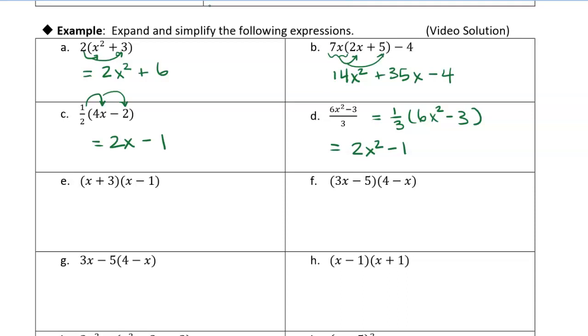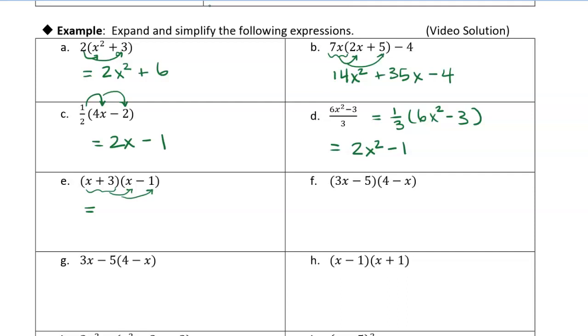All right, so this looks like a straightforward application of the FOIL, right? So I can do first, outer, inner, last, or I could take this whole term and multiply it times each one of the terms in the second binomial. But let's go ahead and use FOIL, right?